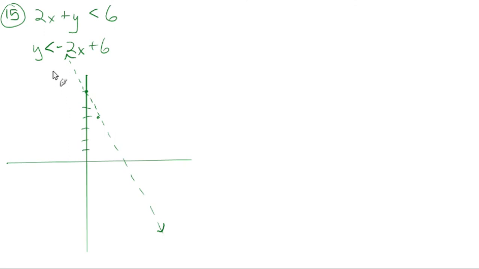And then we say, well, where do we shade? Do we shade above or below? Well, we want this y value to be less than this, what you get out of this, and whatever you put in for x here is going to give you this y.